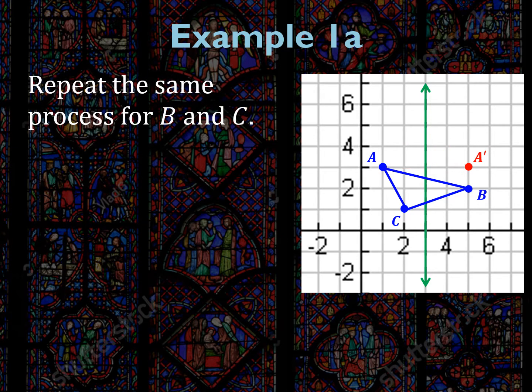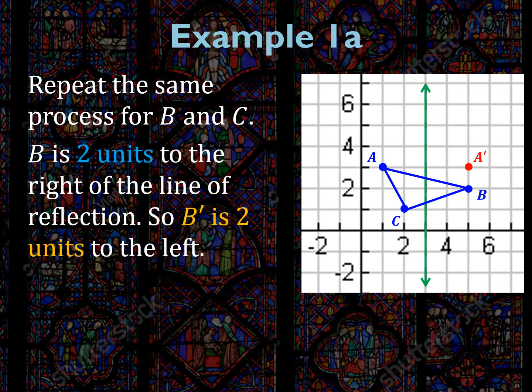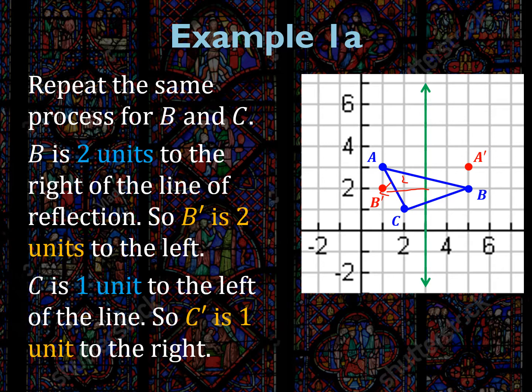We're going to repeat the same process for points B and C. So B is 2 units to the right of the green line, so B prime has to be 2 units to the left. C is 1 unit to the left of the green line, so C prime has to be 1 unit to the right. Now we're going to connect the dots together, and that is our reflected triangle.